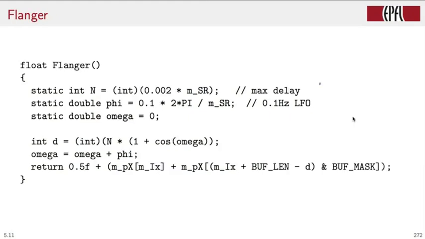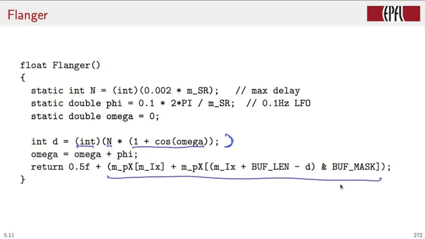Finally, with flanger, we need to define the maximum delay, the frequency at which this delay will oscillate around its mean value, and then we compute the instantaneous delay by converting to an integer the product of the maximum delay times the oscillating component, and we sum the two delayed versions of the input.